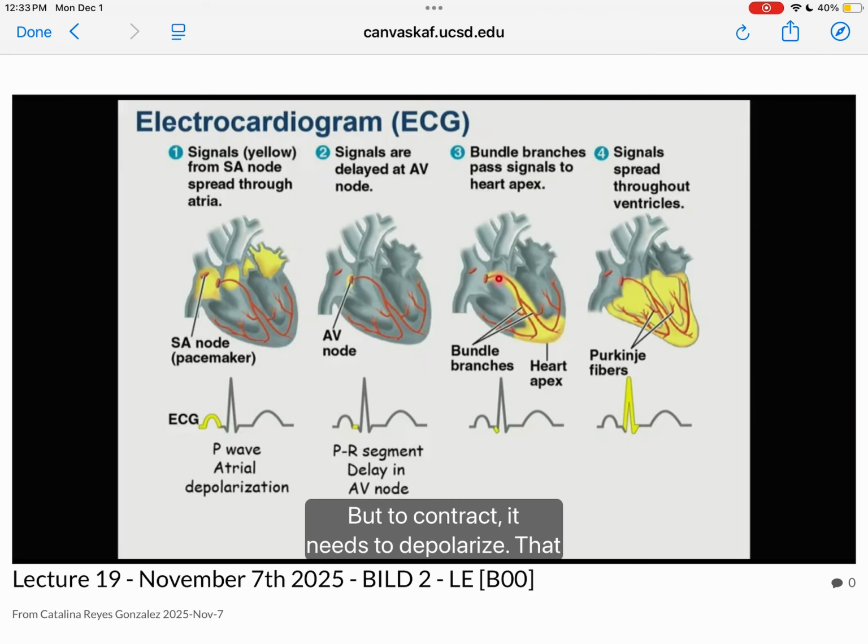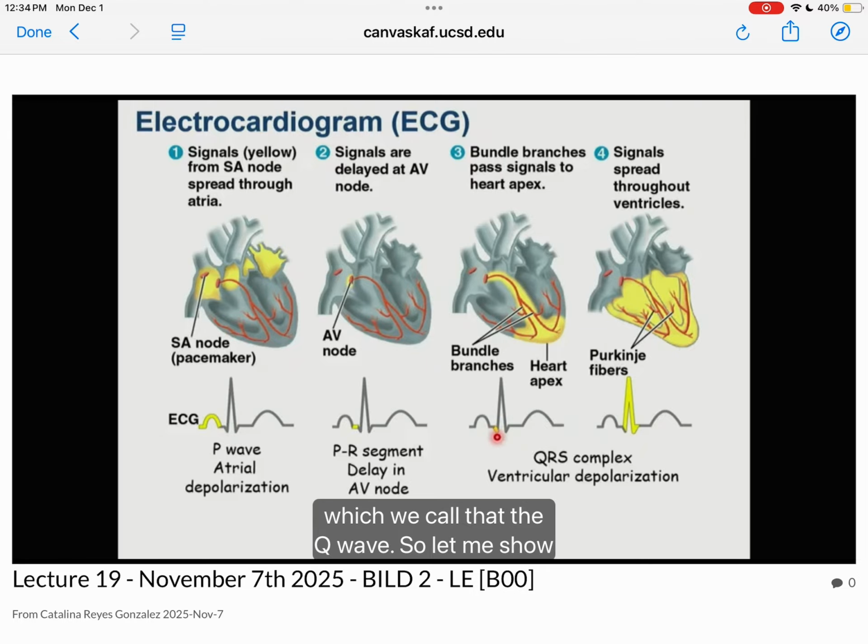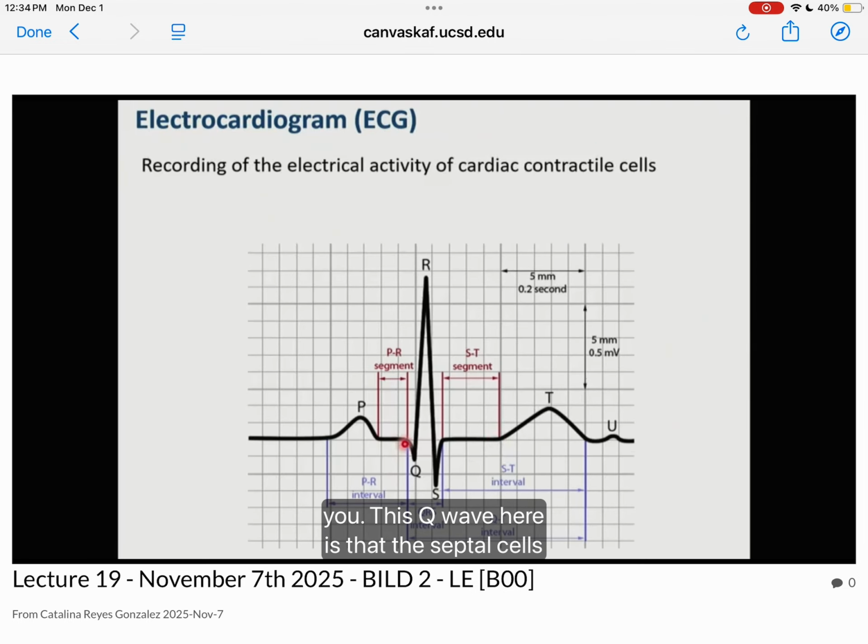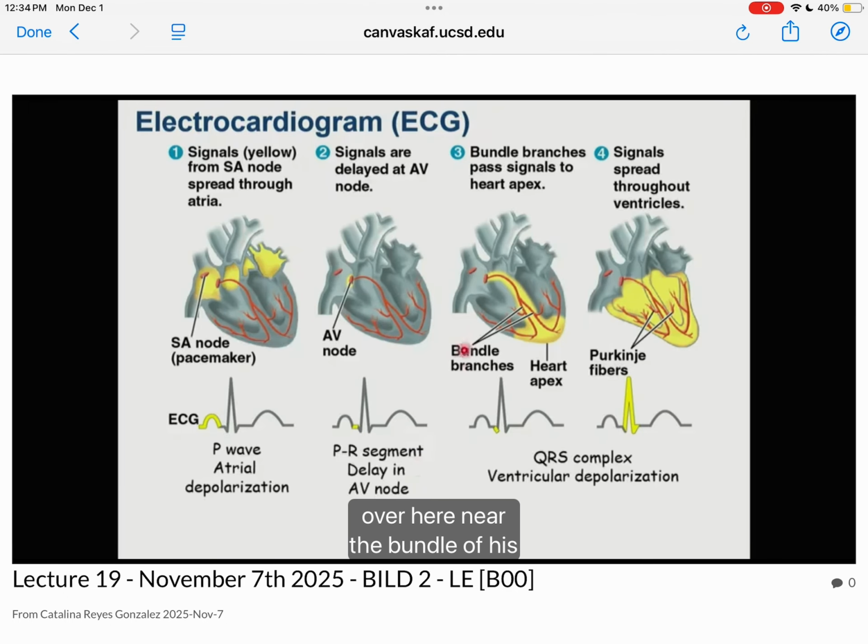But to contract, it needs to depolarize. That depolarization, even though it's moving very quickly down to the bottom, and we don't have the ventricular myocardial cells really depolarizing yet, this one's the septal cells, and that's what you see here with this deflection, which we call the Q wave. So let me show you. This Q wave here is the septal cells over here near the bundle of His depolarizing. Okay? So you don't always have a Q wave.